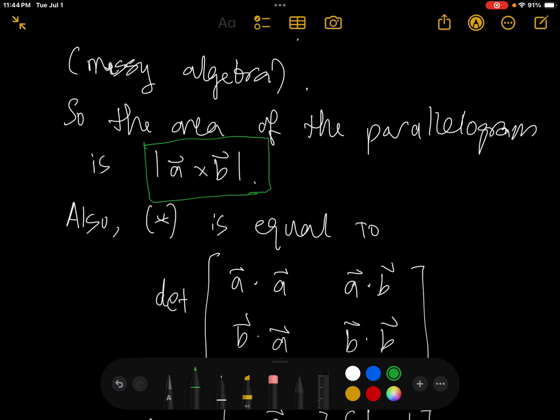So that proves the fact that if you have two vectors a and b, and you want to know the area of the parallelogram, it's the magnitude of a cross b.